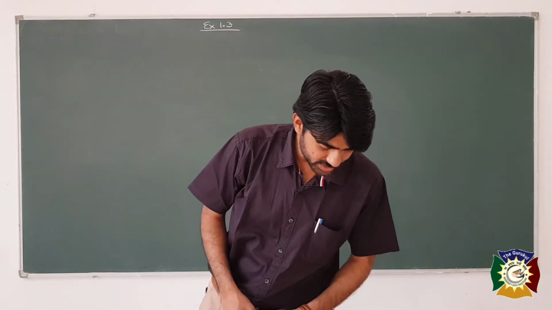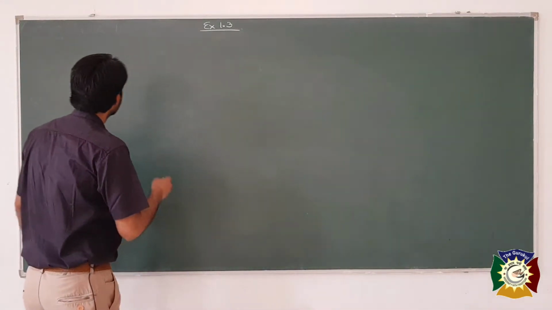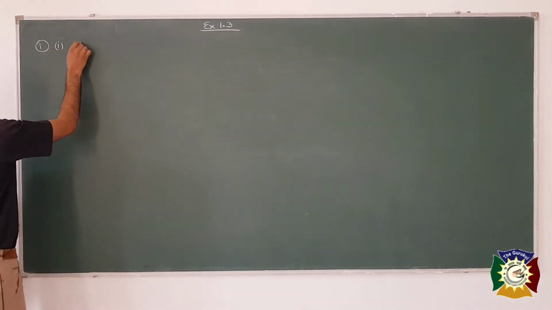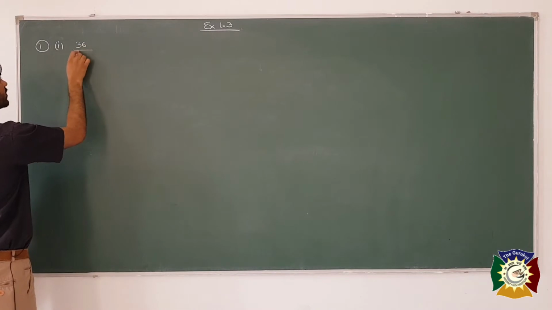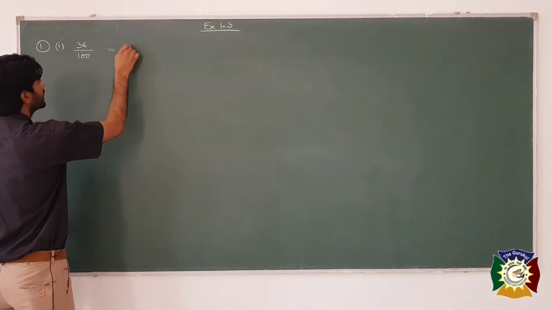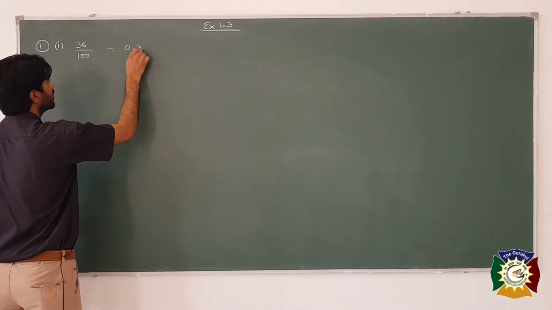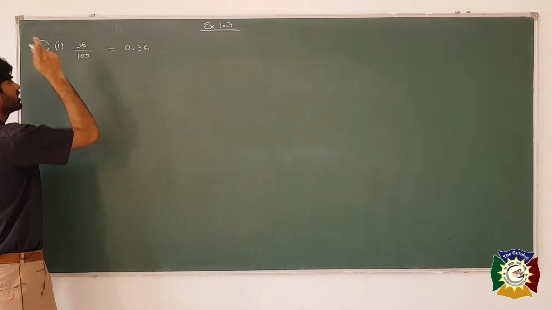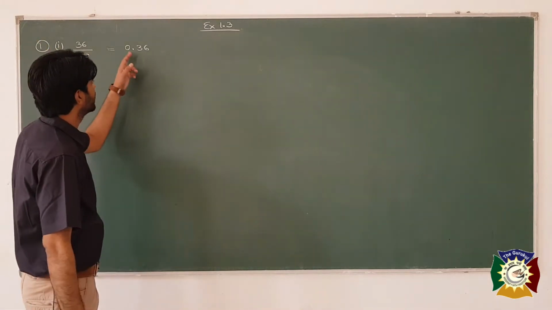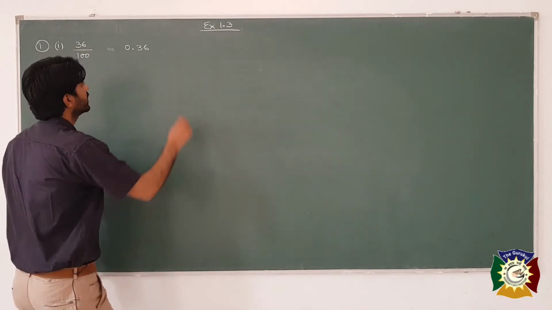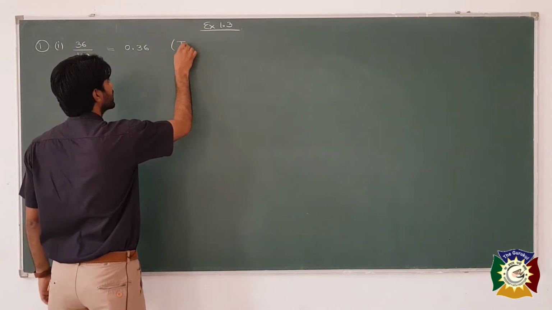So first is 36 by 100. Question number 1, part 1, we have 36 divided by 100. Divided by 100, directly we can write it in decimal as 0.36, because after 2 places we have to put the decimal. So it is 0.36. Nothing is being repeated here, so it is terminating.